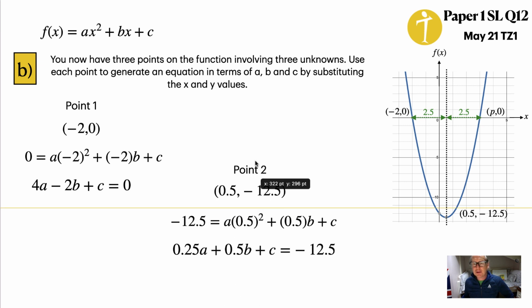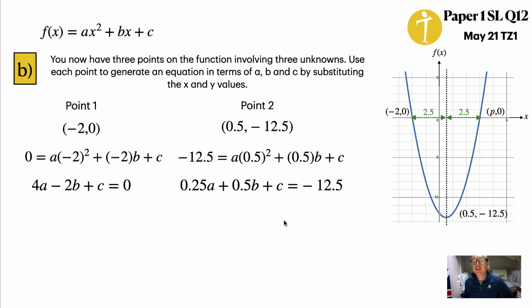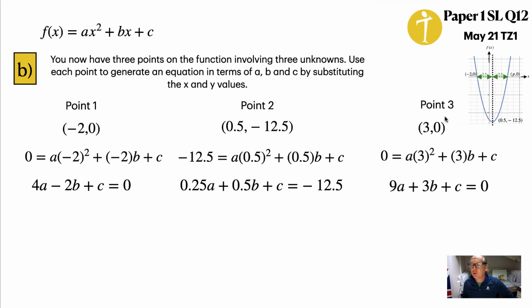If I look at the second point, it's exactly the same process. So here I have the point where x is 0.5, my function is minus 12.5. So once again, instead of x, I put 0.5, and instead of the function or y, I put minus 12.5, and that simplifies to this equation. Then I'll pick up the third point, which is x is 3, function is 0. Now I know the value of p from the previous part is 3. Substitute again, the x value is 3, and I put 0 in for the function, and then I get 9a plus 3b plus c equals 0.